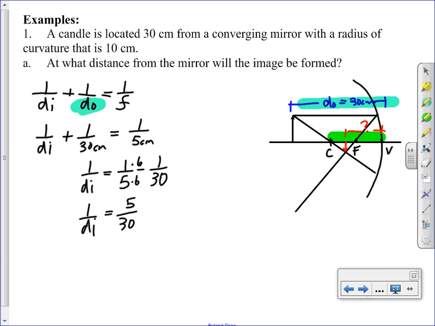And then how do you solve that? Well, there's a number of different ways. Again, I think the easiest way is just to flip over both sides. You get di over 1, which is di, equals 30 over 5. And we know that 30 divided by 5 is 6 centimeters. Yes, that's the case. So that means this red distance that we talked about over here, the distance from the vertex to our image, that's 6 centimeters. That's a positive value. That makes this a real image.